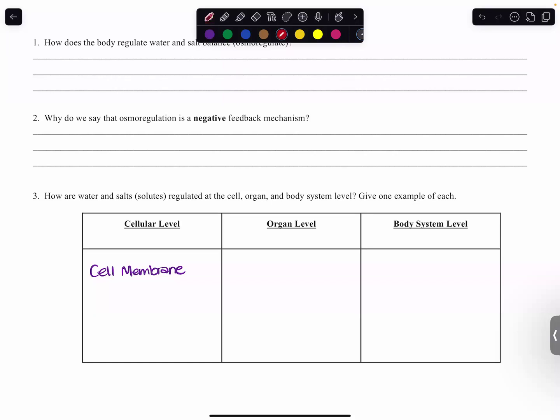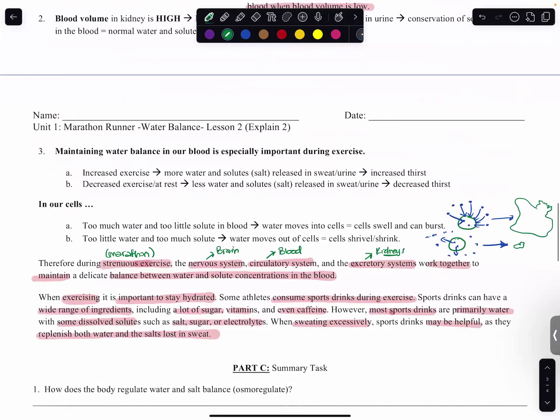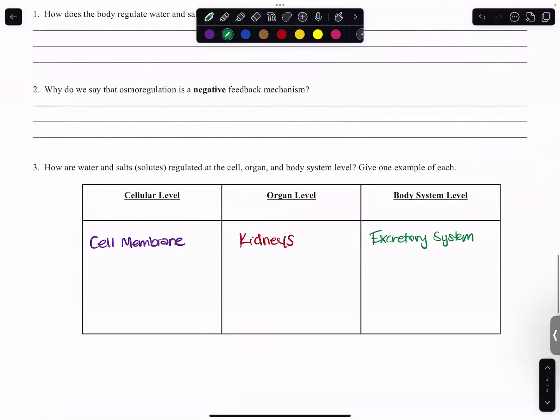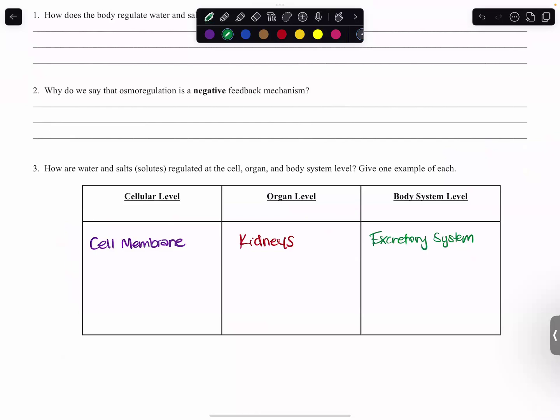At the organ level, right? What organ have we been talking about literally the last couple of lessons? That's going to create that urine for us and make sure that we regulate the amount of water in our blood as it's filtering our blood, are the kidneys. Okay. And the kidneys belong to which human body system level? You guessed it, the excretory system, right? We literally just annotated that here. The kidneys are part of the excretory system.